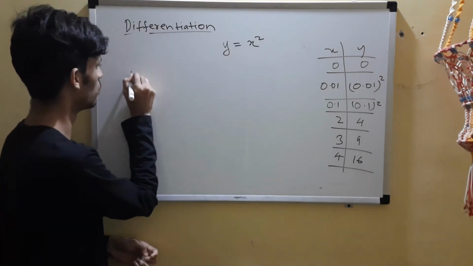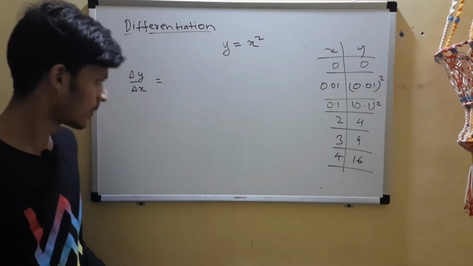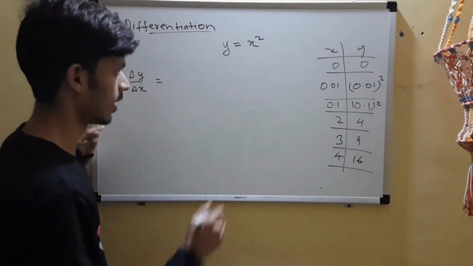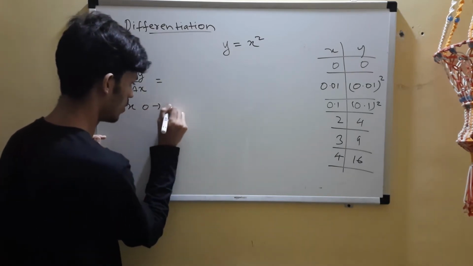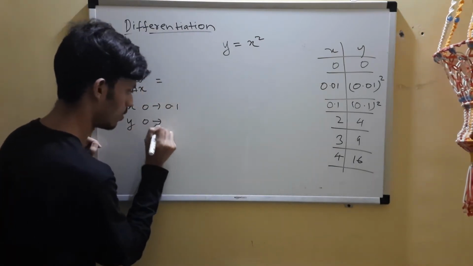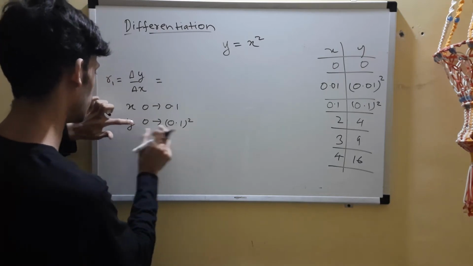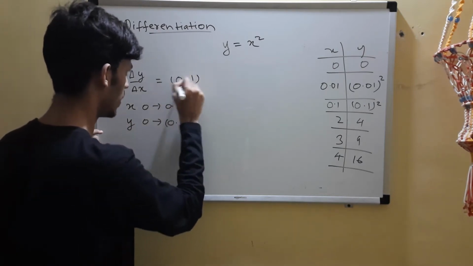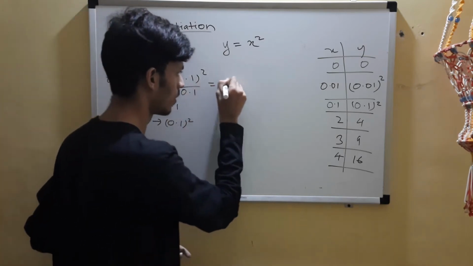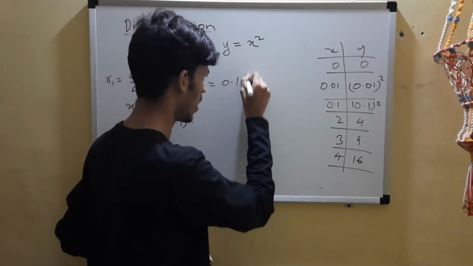Okay, now I ask you for delta y by delta x. Okay, and we'll call this rate 1. Delta y by delta x, when x changes from 0 to 0.1, for this case I am discussing, y also changes from 0 to 0.1 whole square. Okay, so what is the change in y? This minus 0, so it doesn't make any difference. What is the change in x? This minus 0, 0.1. So the change is this. We got r1.